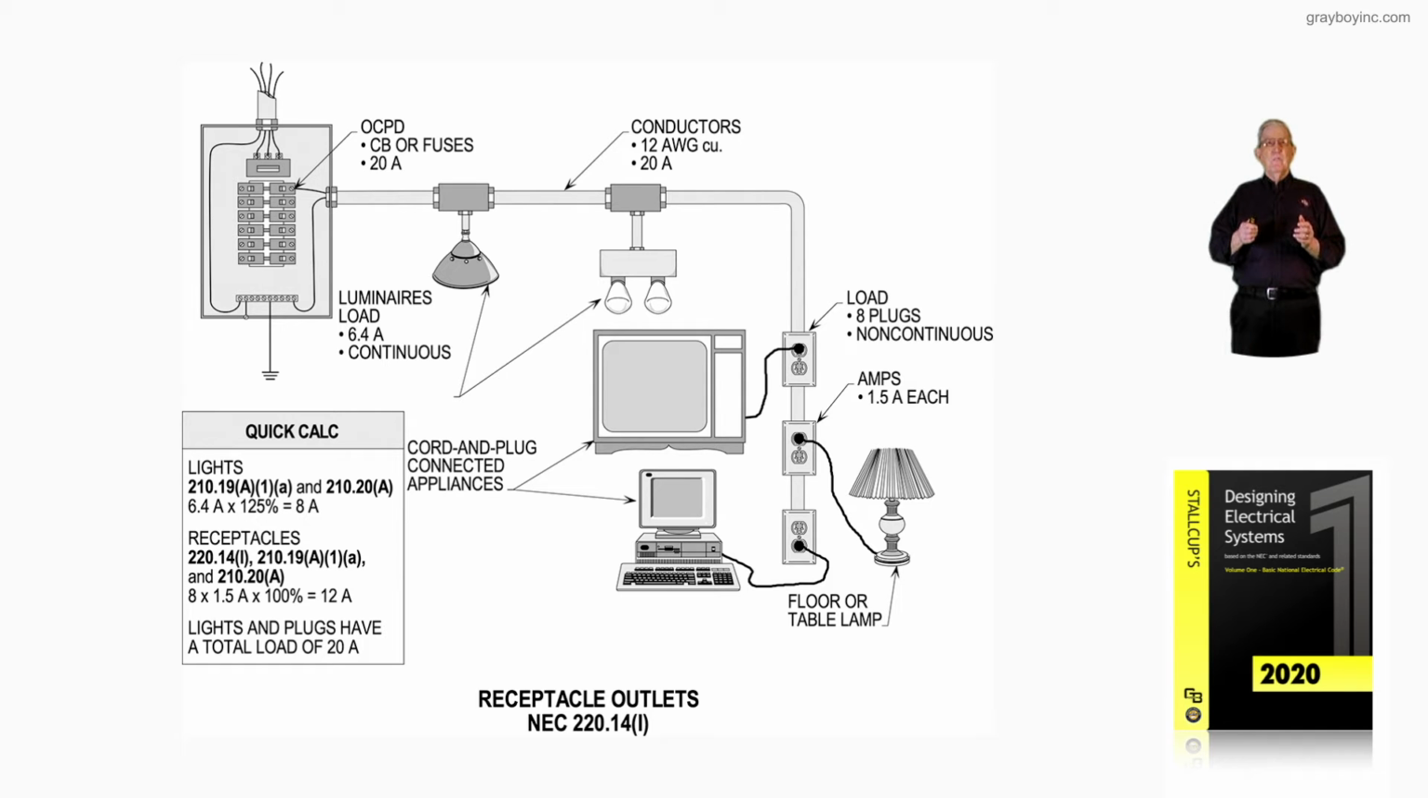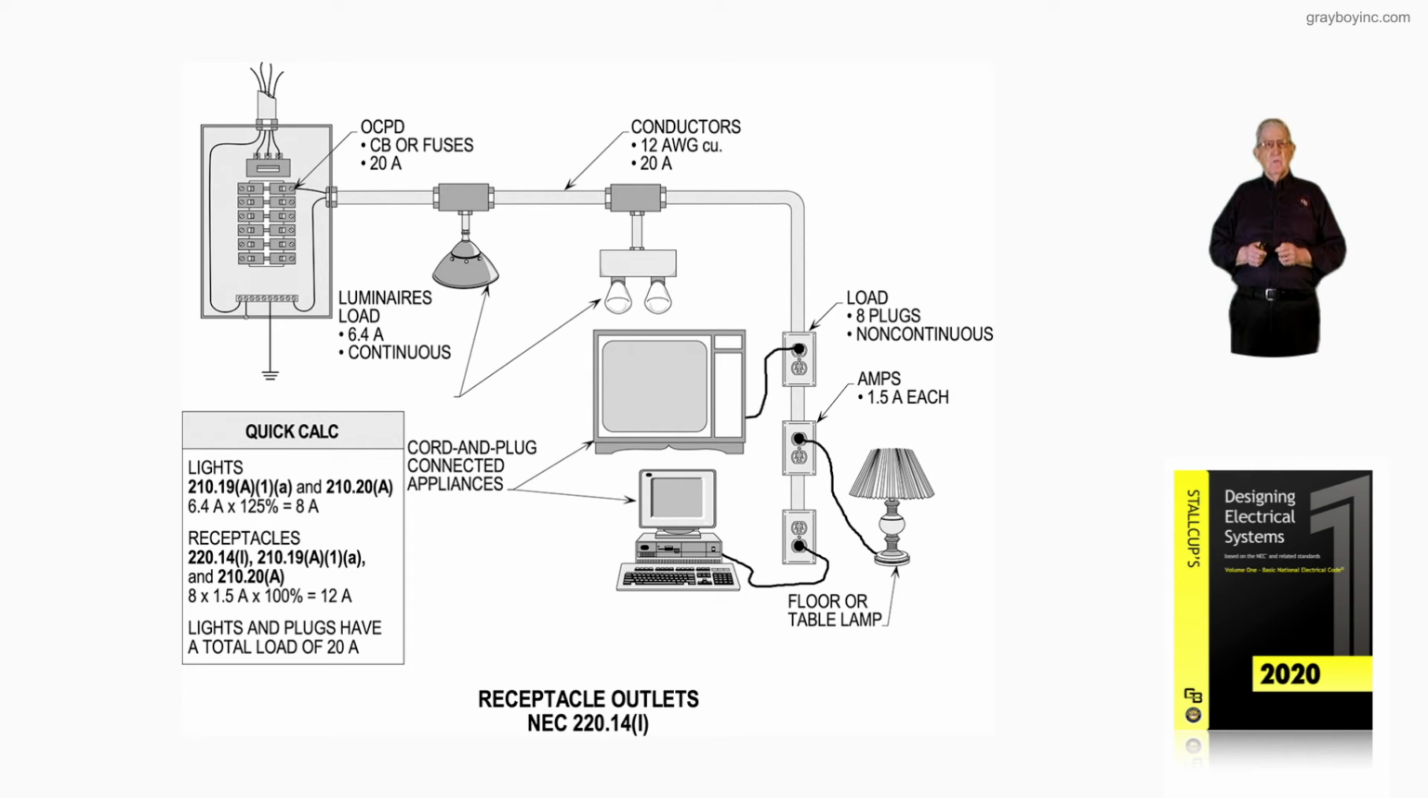So we have to look at the loads that we have. We have luminaires at 6.4 amps continuous. And everything is cord and plug connected except the lighting, the luminaires, and they're fixed wiring. Now, the lights, we would apply 210.19(A)(1)(a) and 210.20(A). One's for conductors, 210.19(A)(1)(a), and 210.20(A) for the overcurrent device. So 125% of 6.4 continuous amps is 8 amps.